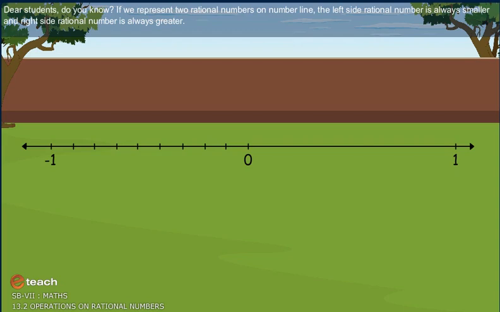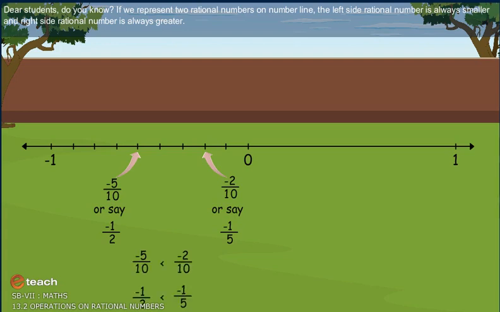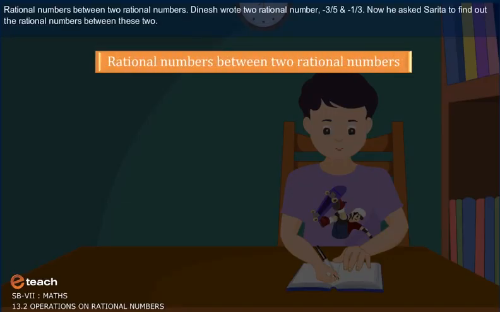Dear students, do you know? If we represent two rational numbers on number line, the left side rational number is always smaller and the right side rational number is always greater. Rational numbers between two rational numbers.